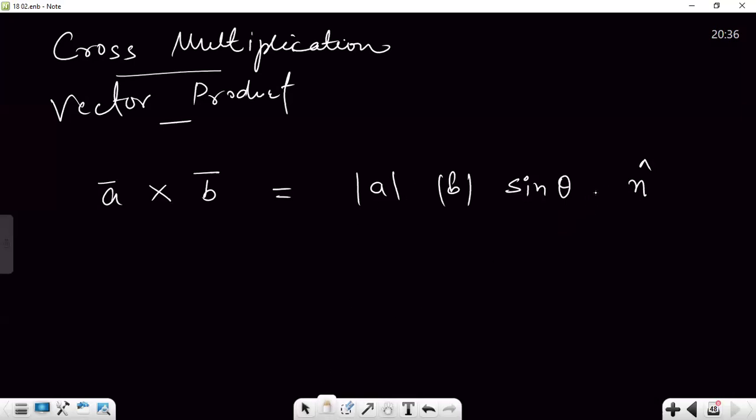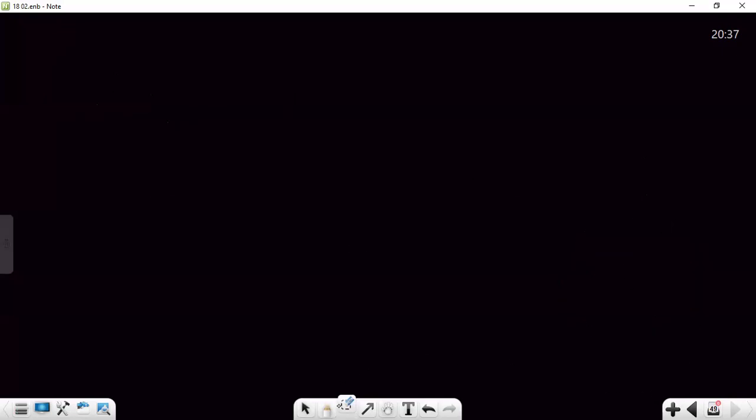Along with the unit vector. This is just the magnitude. This is the direction of this vector. Because we know the resultant of the cross product, or the vector product, is a vector quantity. So it will give us a direction also. Now first let's discuss how this direction is calculated. Please understand this concept really well.